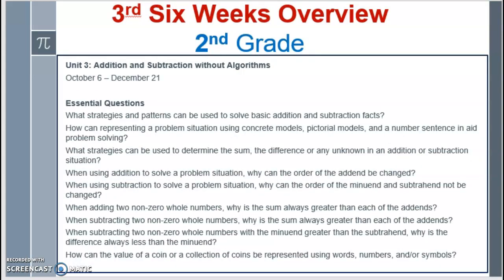Additional essential questions can be strategies and patterns. What do you see when you're adding or solving those addition and subtraction facts? When adding two non-zero whole numbers, why is the sum always greater than each of the addends? And when subtracting two non-zero whole numbers, why is the minuend greater than the subtrahend, and why is the difference always less than the minuend? For us in second grade, third, fourth, and into fifth, that is a true statement. Making sure students understand that when they get to middle school, that won't be a true statement as we can add and subtract negative numbers.